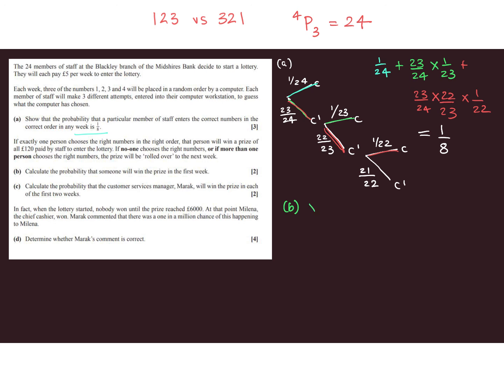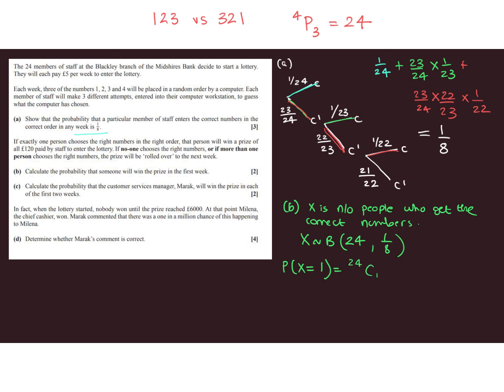So, if x is the number of people who get the correct numbers on any of their 3 goes, then x is binomially distributed with an n value of 24 and a p-value of 1/8. Now we want to work out the probability that x is equal to 1 person winning.